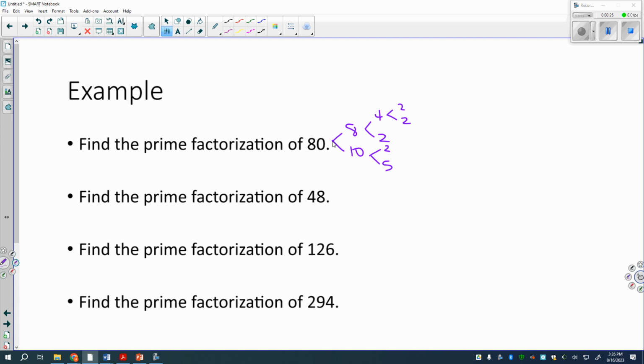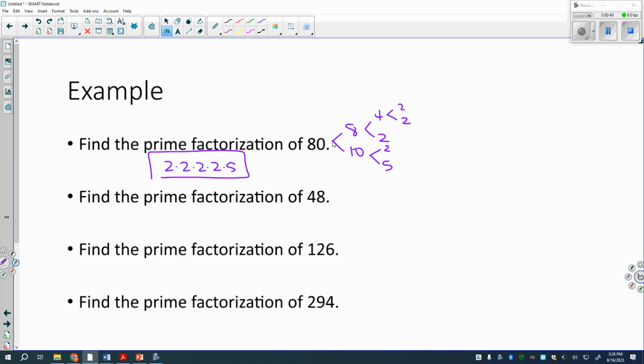So I break these down until I get to all of these prime numbers. And when I do this, the prime factorization is I have 4 2's, so it's 2 times 2 times 2 times 2, 4 2's, and a 5. And I put them in order from smallest to largest because we like to have them in that kind of an order. And this is how I do this every time.